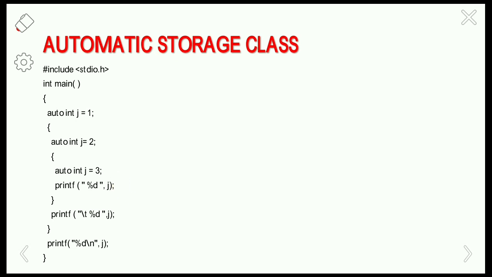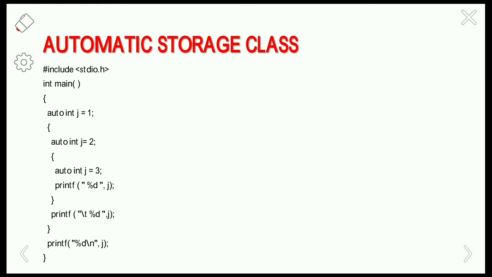So here the compiler is going to treat the j's which are defined here as totally different variables, since they are defined in different blocks. Okay, so once the control comes out of the innermost block, the variable j with value 3 is lost. So here the output of this particular program is 3, 2 and 1.